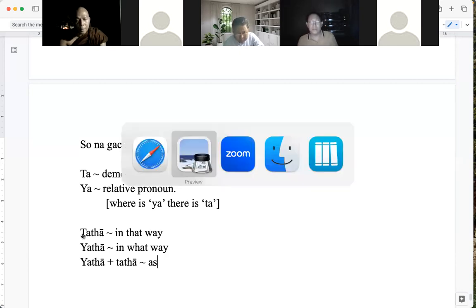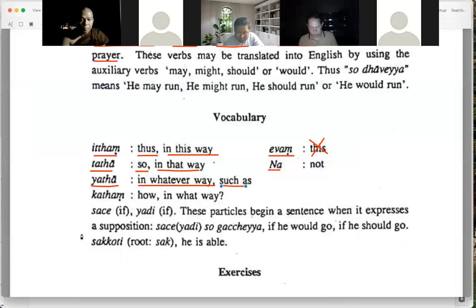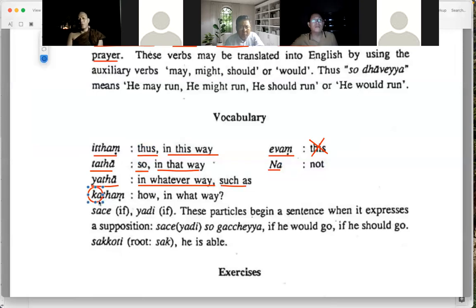So, and then next is katam. You see, ka. So that is why katam is also an adverb of manner, but interrogative, a question. How, or in what way? That is with the question mark, you see? Question mark. So katam is the how.